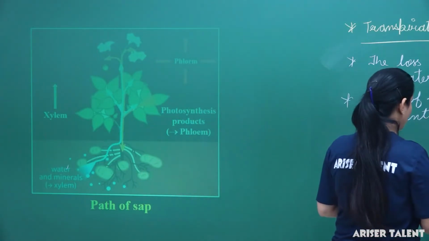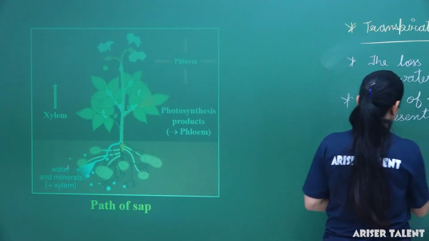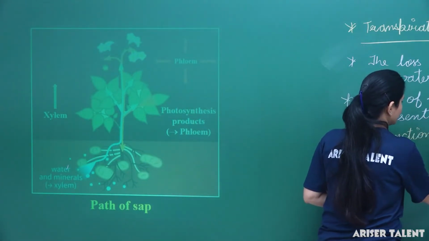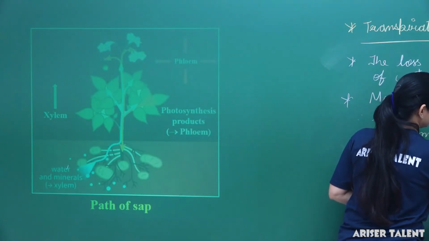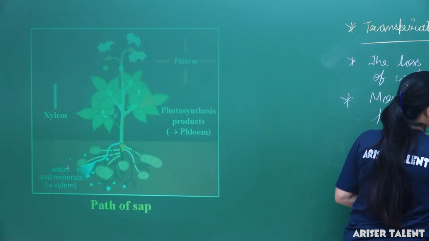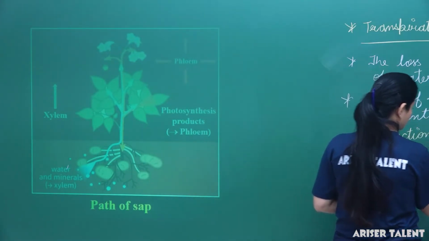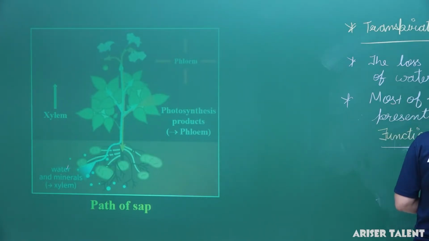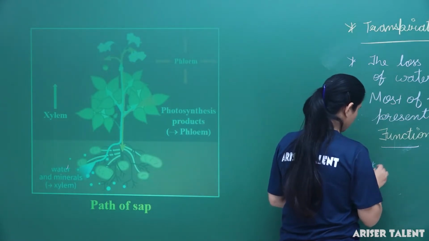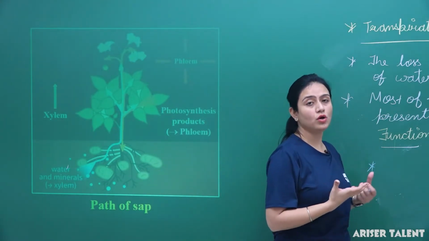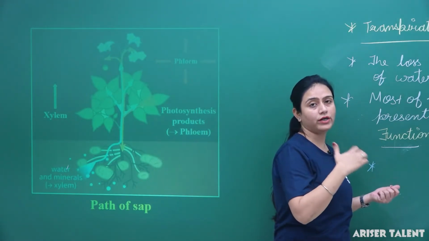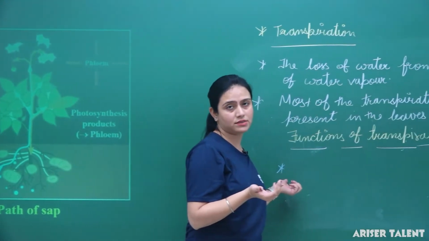Next, we are going to talk about the functions of transpiration. So what is the first function? It helps the absorption of water in the upward direction, or we can say it helps the movement of water in the upward direction, because it creates the transpiration pull.